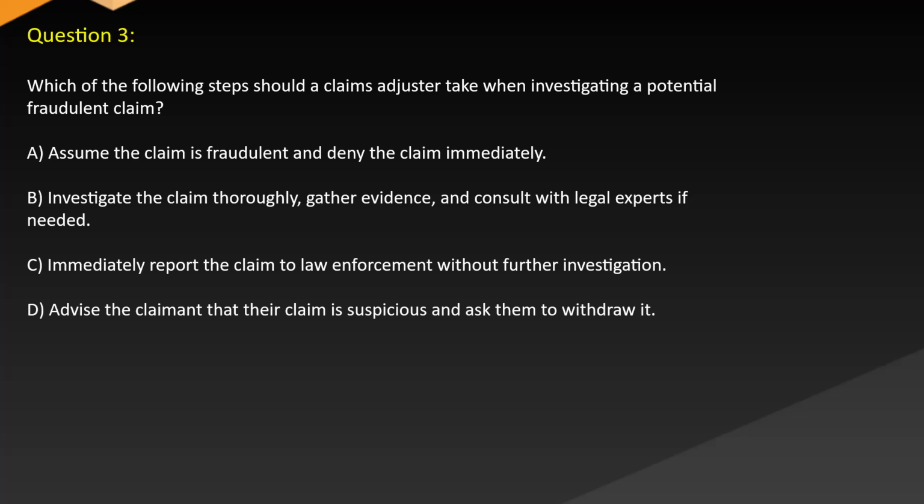Question 3. Which of the following steps should a claims adjuster take when investigating a potential fraudulent claim? A. Assume the claim is fraudulent and deny the claim immediately. B. Investigate the claim thoroughly, gather evidence, and consult with legal experts if needed. C. Immediately report the claim to law enforcement without further investigation. D. Advise the claimant that their claim is suspicious and ask them to withdraw it.